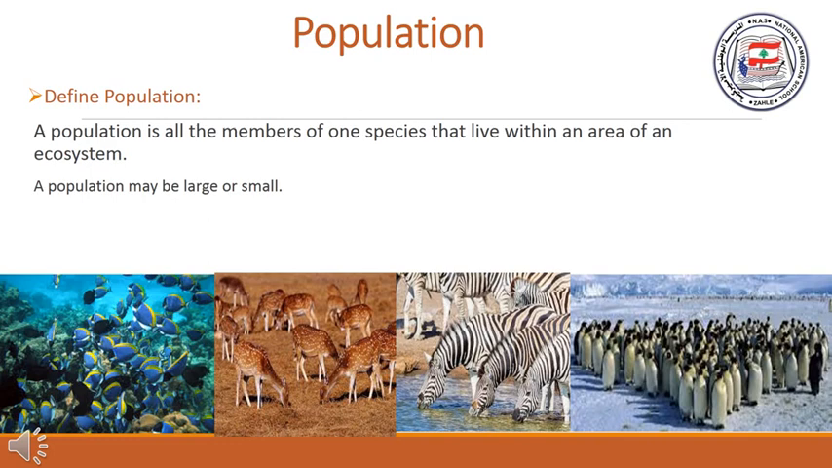So from these pictures, we can understand that a population is all the members of one species that live within an area of an ecosystem. And a population may be large or small.